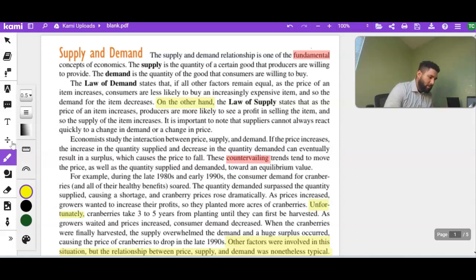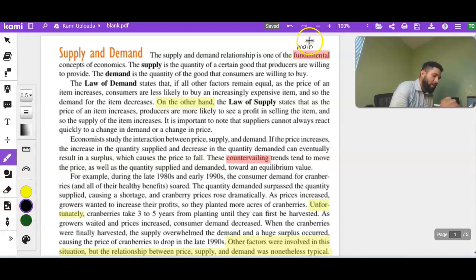So for fundamental, as we read through it, the supply and demand relationship is one of the fundamental concepts of economics. I would probably stop and ask the class, hey, fundamental, what does that mean? What is another word, a synonym for the word fundamental? And I think some of the responses I'm going to get would be important, or core, or main. And so we would go as a class, start trying to decode and understand what fundamental means in this context. But yes, it would most likely be main in this case.